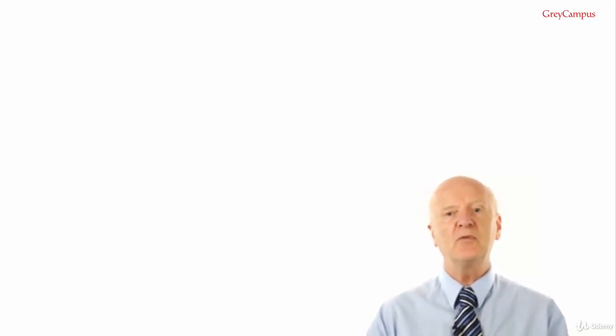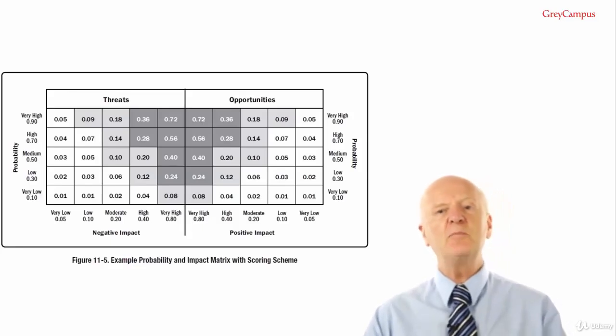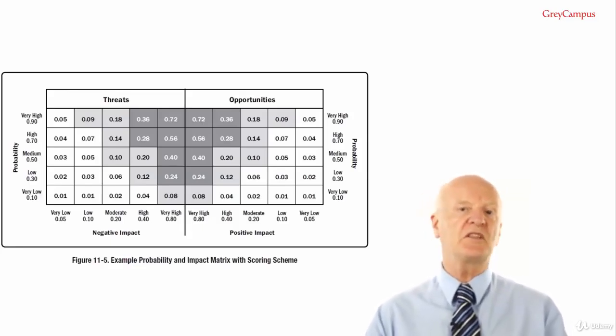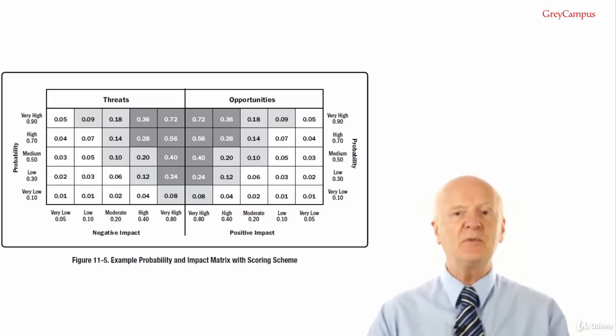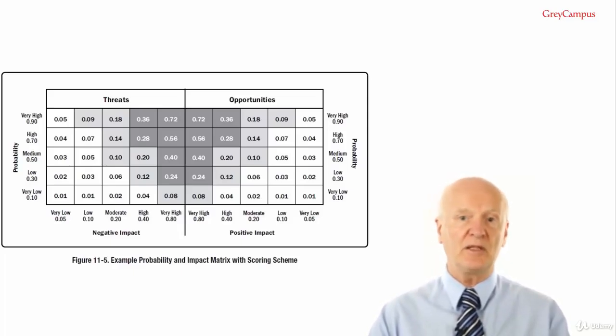Now we've come to the PMBOK guide version of the probability risk impact matrix in figure 11.5. Now this is typical PMBOKism to show opportunities as well as threats, because most organisations use just the negative or threat side of the diagram. Please notice the numbering on this chart. PMI has used 0.1, 0.3, 0.5, 0.7 and 0.9 for the probability, and 0.05, 0.1, 0.2, 0.4, 0.8 for the impact, and this now enables 24 combinations. But the principle is exactly the same as for the previous matrix.